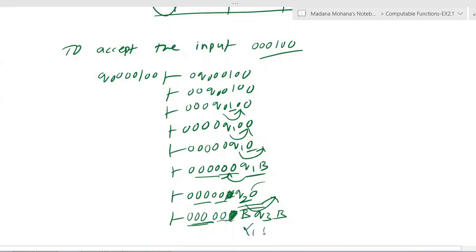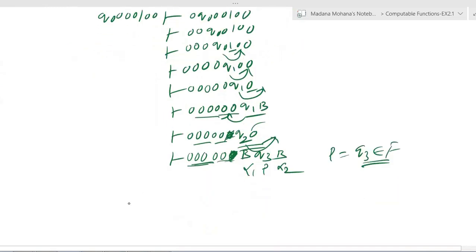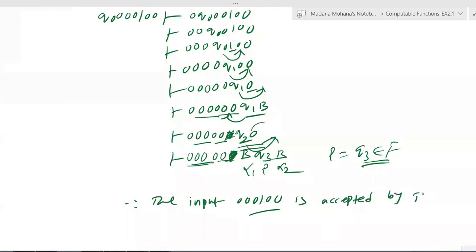Now this is in the form of alpha 1 P alpha 2. Here P equals q3, which belongs to F. Therefore, the input is accepted. The input 3 zeros, 1, 2 zeros is accepted by the Turing machine. So this is the acceptance.